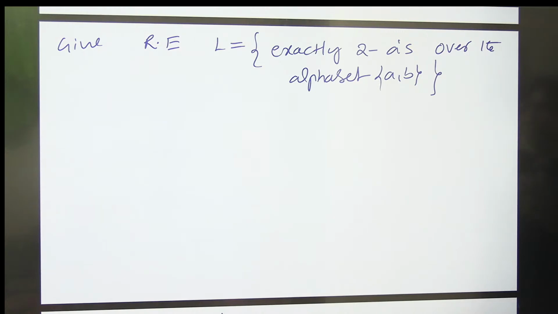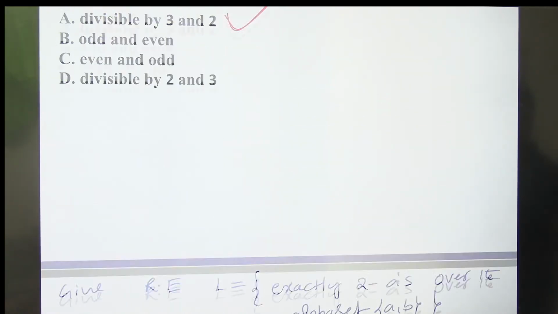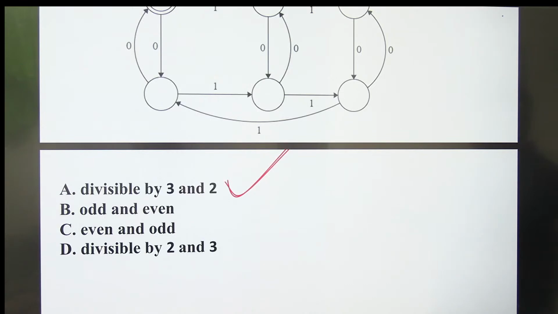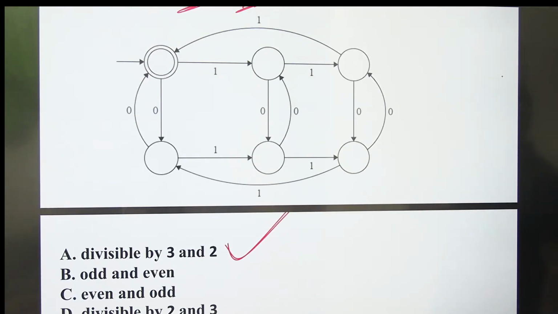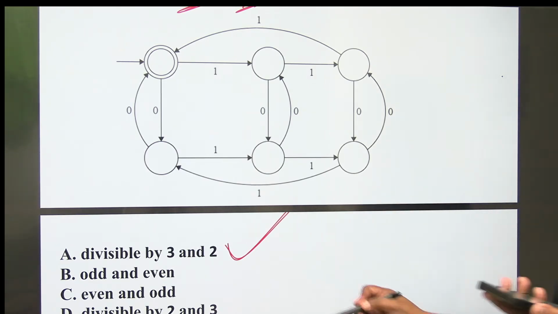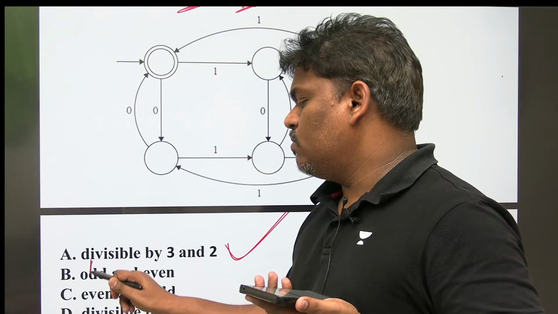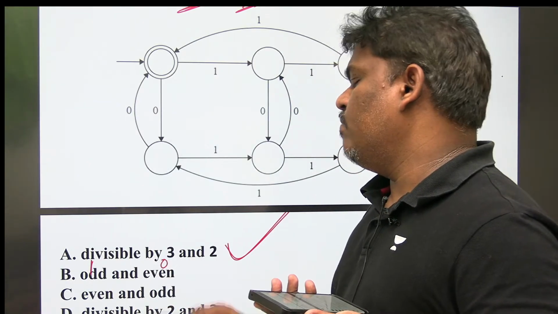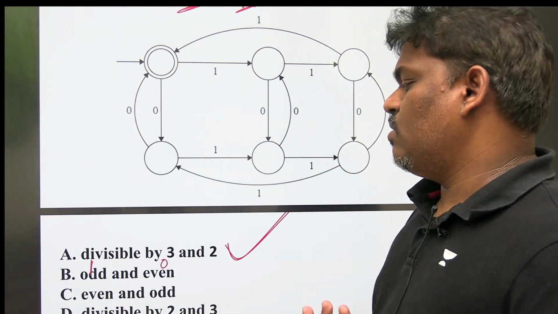Give a regular expression for the language L equal to exactly 2 A's over the alphabet {A, B}. Someone is asking why not B, go there. Ones are odd and zeros are even. Let's check: ones are odd.